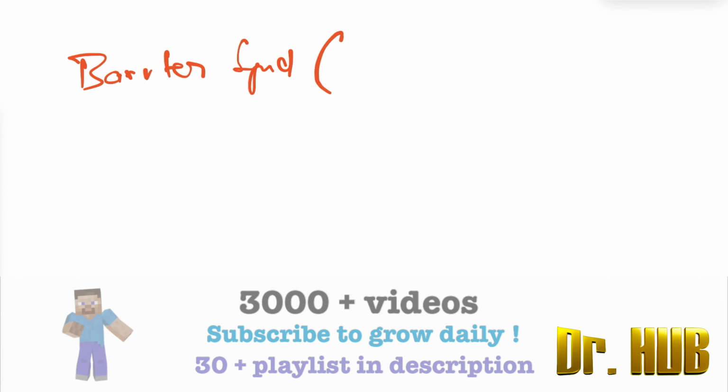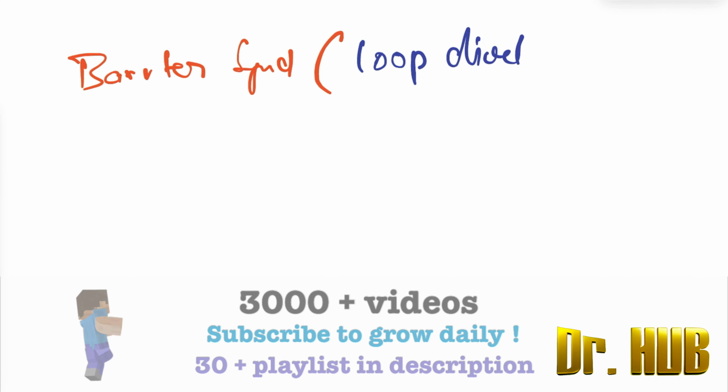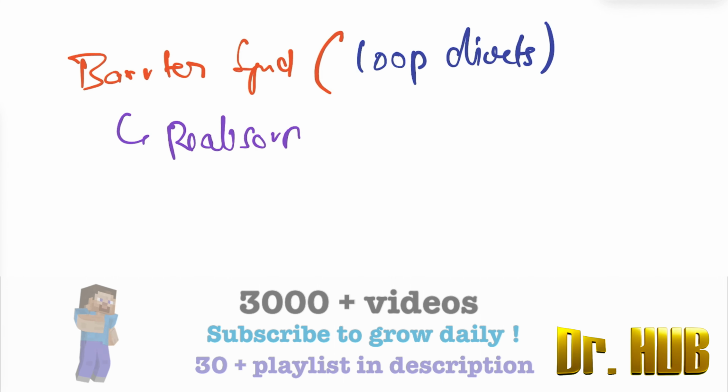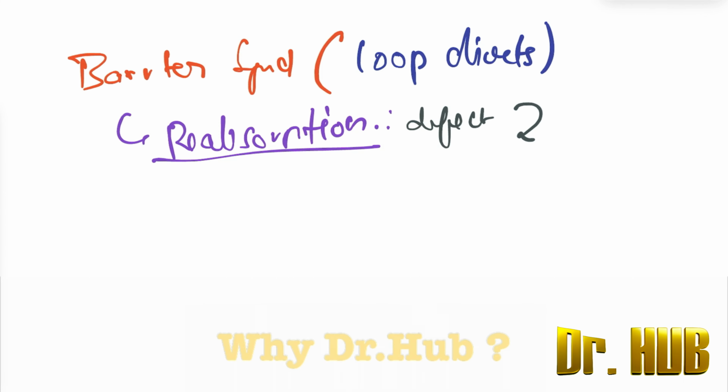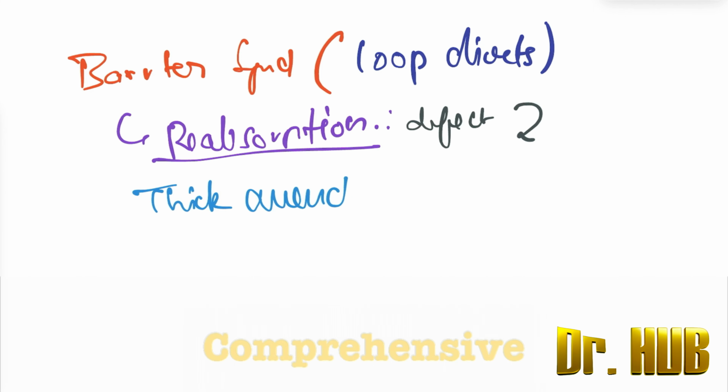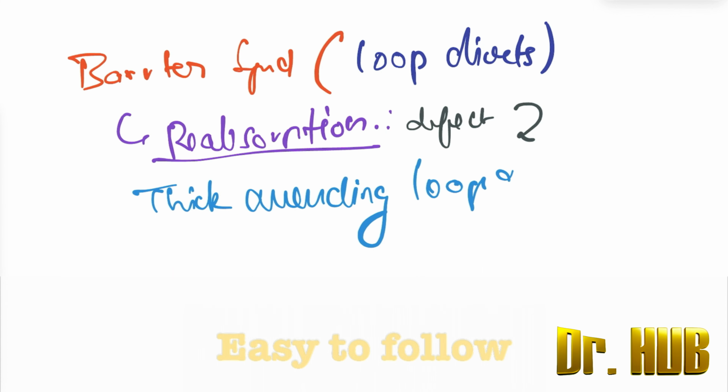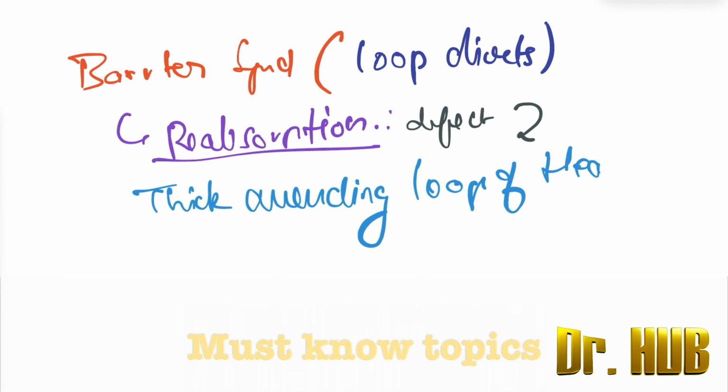Bartter syndrome mimics the loop diuretics. So what is the defect here? The defect is a reabsorption defect. The reabsorption defect lies in the thick ascending loop of Henle.